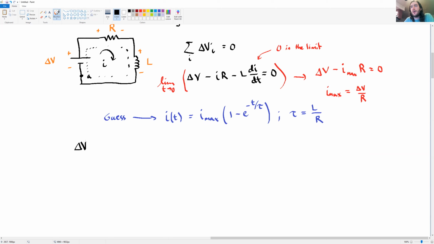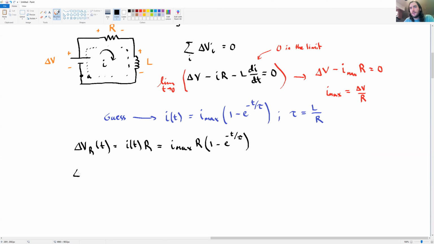So delta V R as a function of t is simply I of t times R, which of course is going to be I max times R times 1 minus e to the minus t over tau. So the voltage across the resistor eventually reaches a maximum value when the steady state current is flowing.